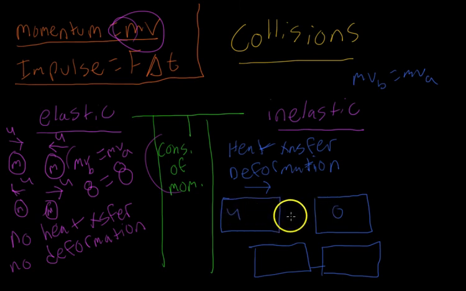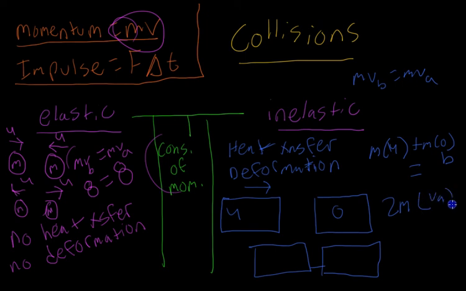But we're talking about velocity here. So this 4 is the velocity. So we have mass times 4, for the first one, plus mass times 0 must equal, and this is all before, so MV before must equal 2 times the mass times V after, right?